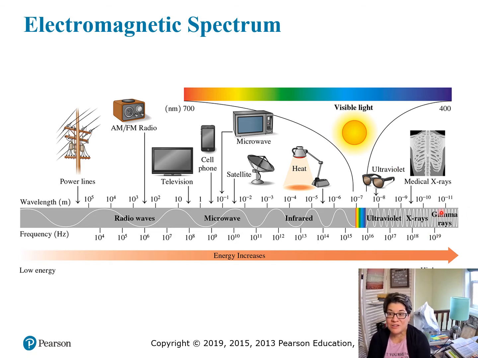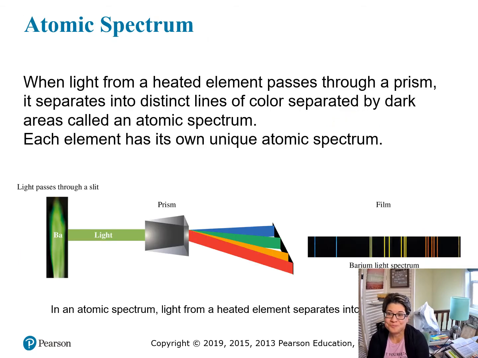And then gamma rays are even worse. And so if you're in the medical field, you might be using or be exposed to some of these types of rays, and we need to make sure that they keep you safe. So all light is the same, but we can just see that little tiny part of it.